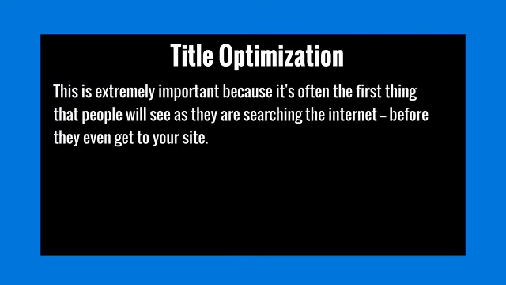Let's jump right in. So we're going to talk about title optimization. This is extremely important because it's often the first thing that people will see as they are searching the internet. If you imagine you go to google.com and you type in a keyword, whatever that is, you're going to see the titles and then the descriptions of each and every single website, or with YouTube, you're going to see the titles, the descriptions, and of course the image.